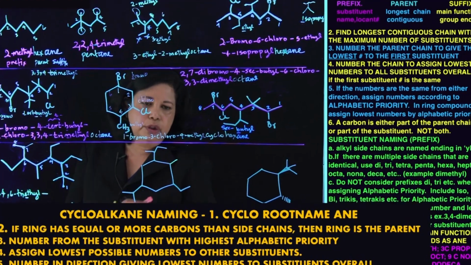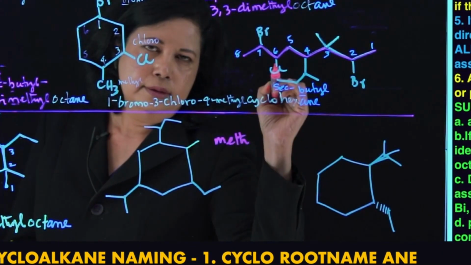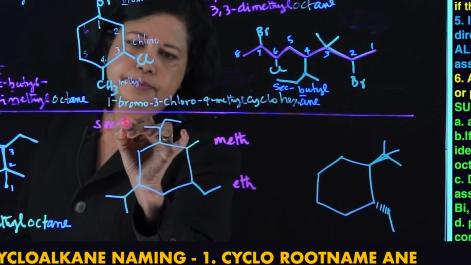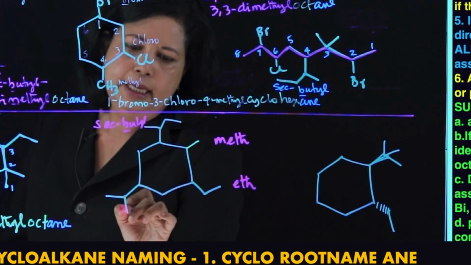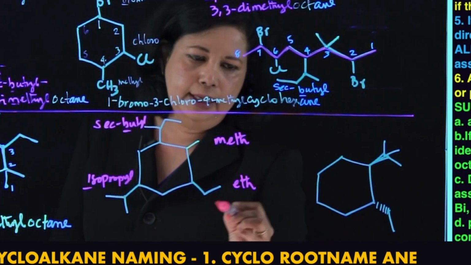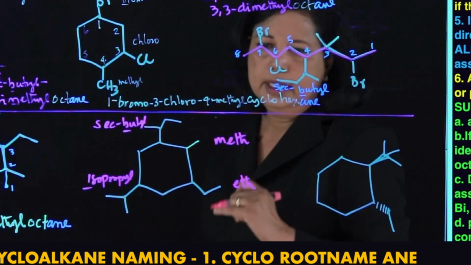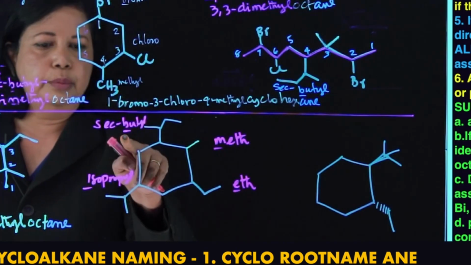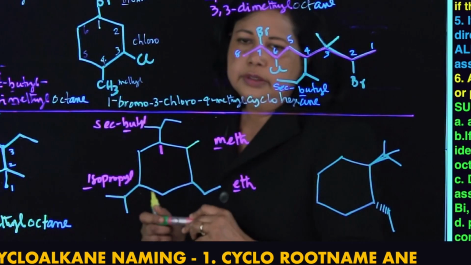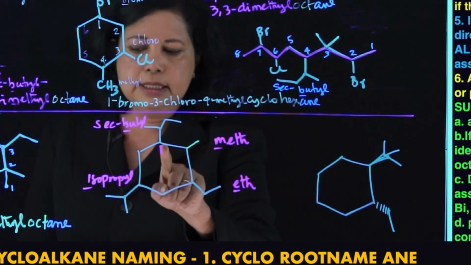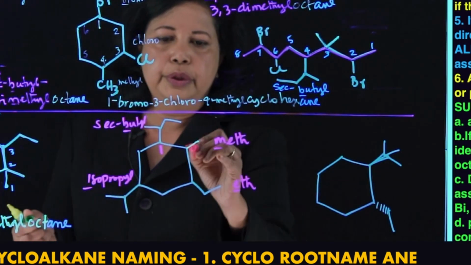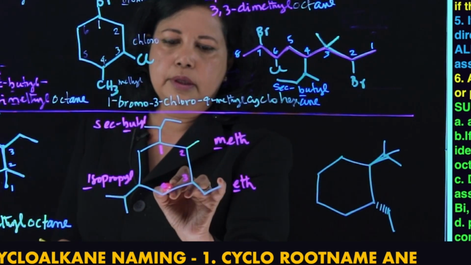Let's look at this. This is going to be meth, this is eth, this is sec-butyl, so that's B, and this is isopropyl. Isopropyl is I. So then we have to see which one has the highest priority. That's going to be number 1. No doubt about that. So because we have to start somewhere. Then we go next, assign lowest number to other substituents. So if we go down this way, we're going to catch a lot more of them earlier on.